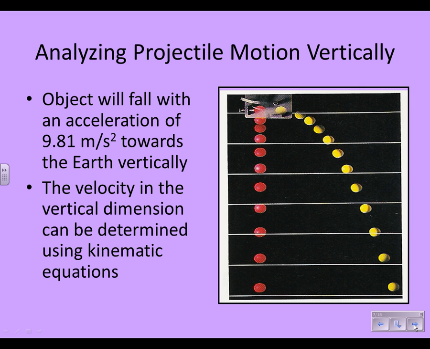We can analyze the motion of that object in the vertical dimension using kinematic equations. It doesn't change the fact that when we drop this object, its initial velocity is 0, its acceleration is 9.81, and its displacement is however far above the ground it is. We can still analyze the vertical part of that motion using a kinematic equation.